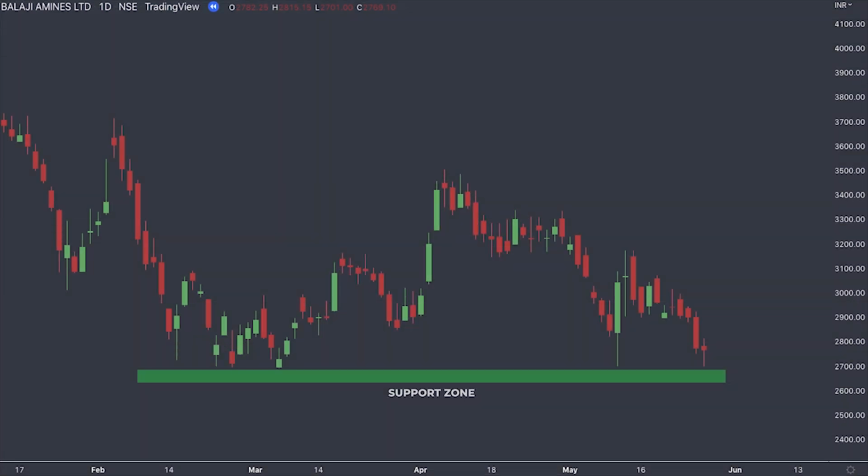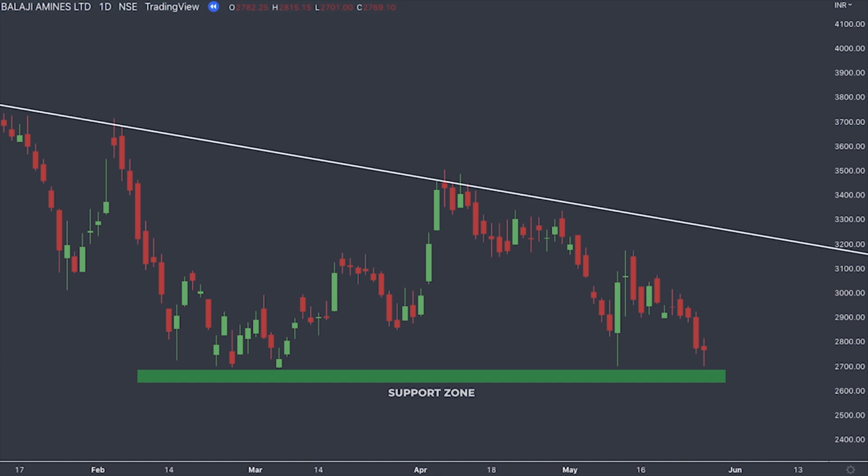So in this case, our entry would be triggered if another candle closes above the hammer here, and the stop loss for this trade is going to be below the zone, and the target for this trade is going to be the top of this trend line. If you are connecting all the swing highs here, you would be getting a trend line, and your target for this trade is going to be the swing high, so that is where you would be booking your profits.